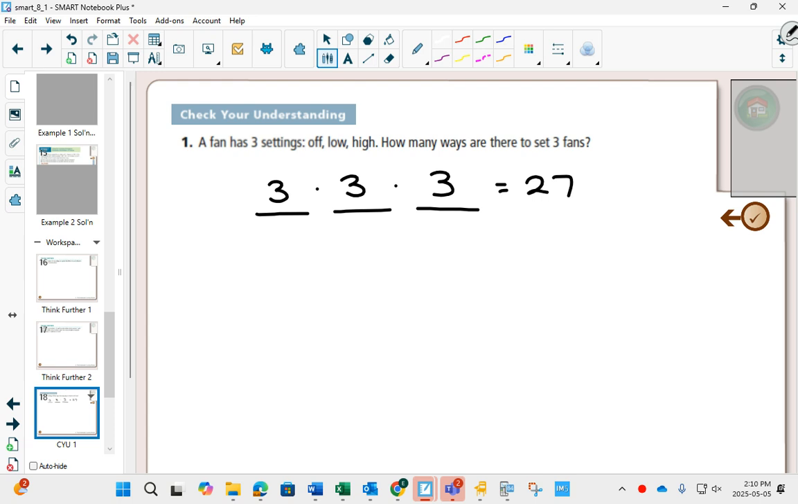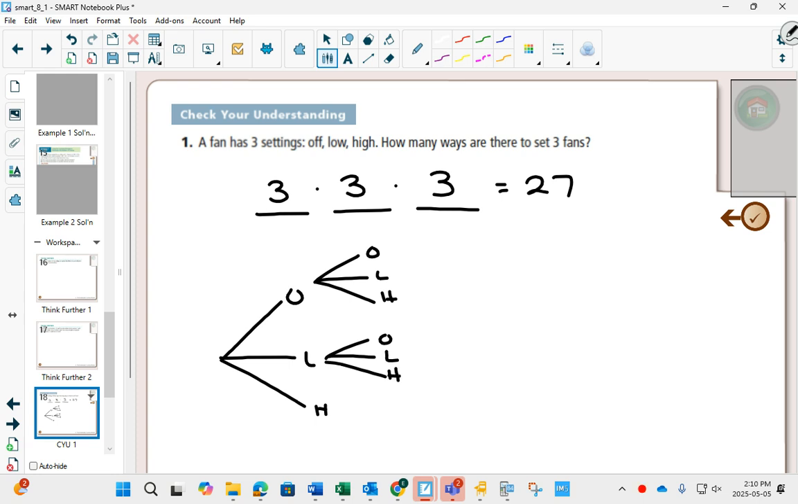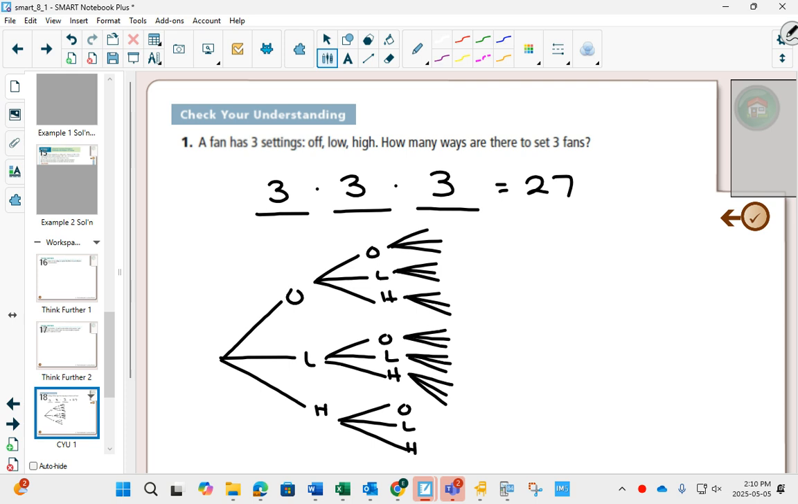If you wanted to do this systematically, your tree diagram would look like this. 3 branches, off, low, high. Then 3 branches off of here. Can you see why this as a counting method can get annoying? Because now there's going to be 3 branches off of each of these ones. Oh my goodness, I'm running out of room. Oh no. And then, off, low, high, off, low, high, off, low, high, off.